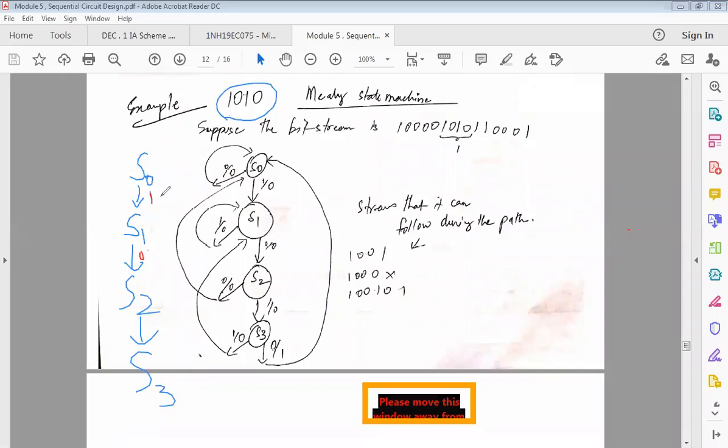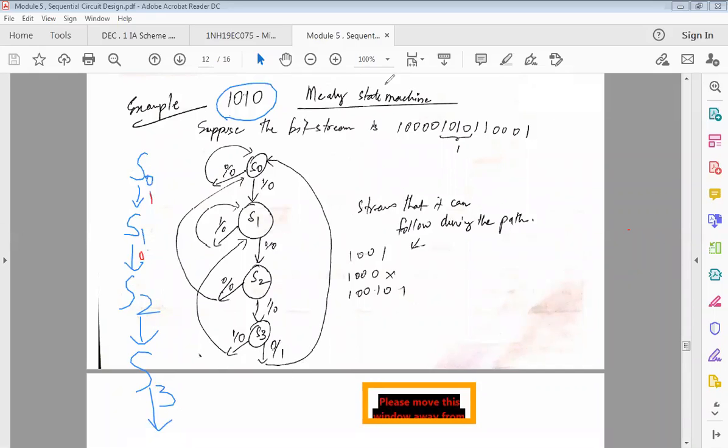Okay, so one bit is detected here, the other bit is detected here. Okay, and yeah, S0 to S1 is 1 bit, S1 to S2 is 1 bit, S2 to S3 is 1 bit. So 1, 2, 3, and then my final bit. After S3, what is going to happen?